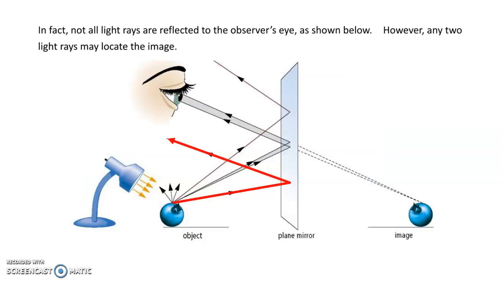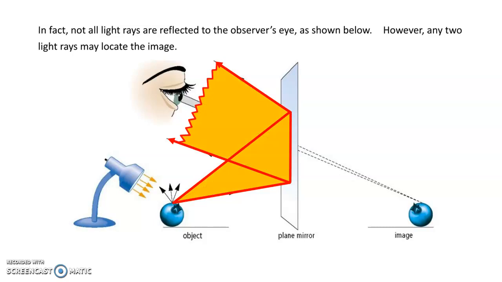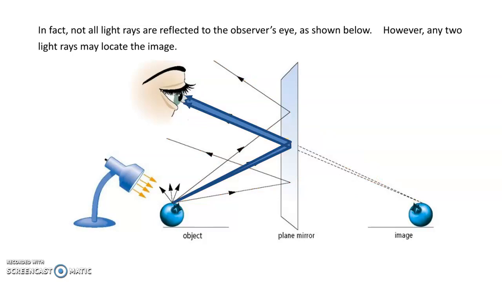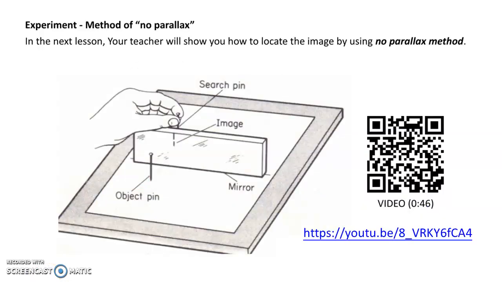Please note that when light rays from the object are reflected by the mirror, all the reflected light rays appear to come from the same point, the point image. However, we usually need only 2 light rays to find the image position. Therefore, any 2 reflected light rays should be good enough to locate the image accurately. In the coming lesson, your teacher will also show you a simple experiment called Method of No Parallax. You will find it interesting.